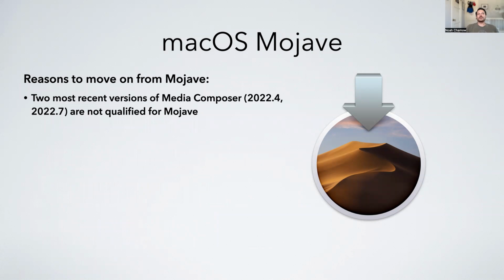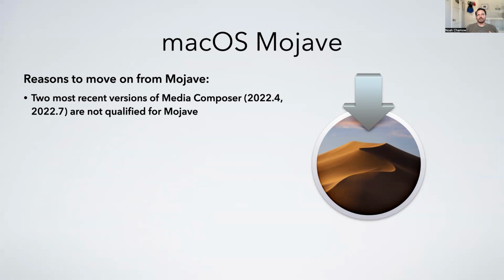The two most recent versions of Media Composer, which are versions 2022.4 and 22.7, are not qualified for Mojave. So any version of Media Composer going forward will not run in macOS Mojave. I don't know if they'll run, actually. They're not qualified for it, which means that Avid doesn't test them.